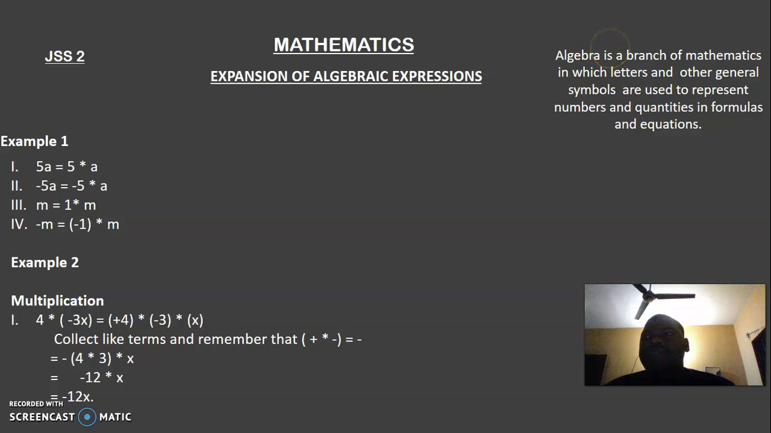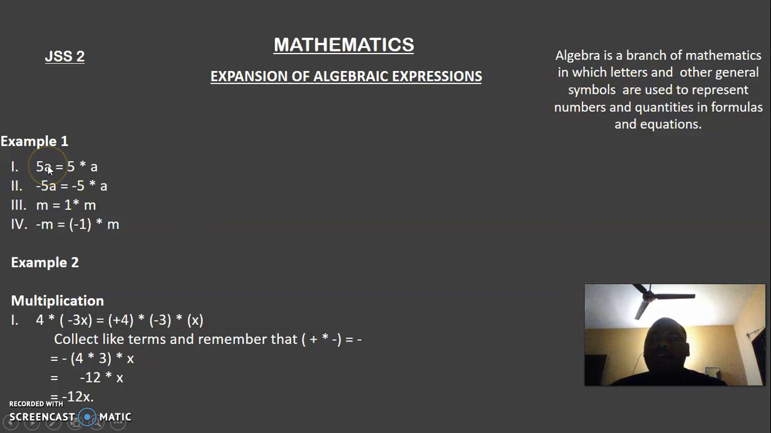So when you now have 6 plus A, that's an algebra. If you have 6A, that's algebra. If you have 10Z, that's algebra. If you have 20Y, that's algebra. So let's look at some examples.